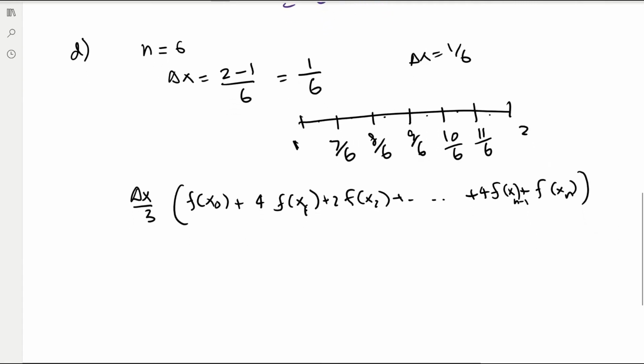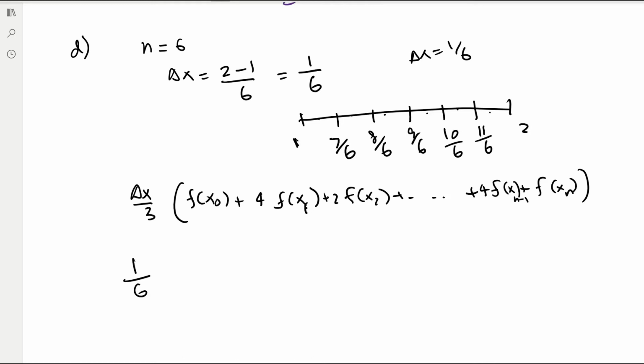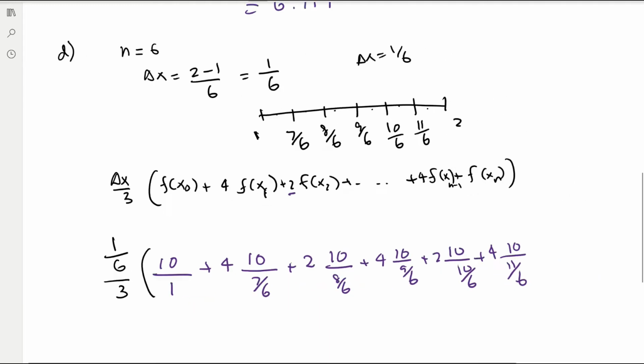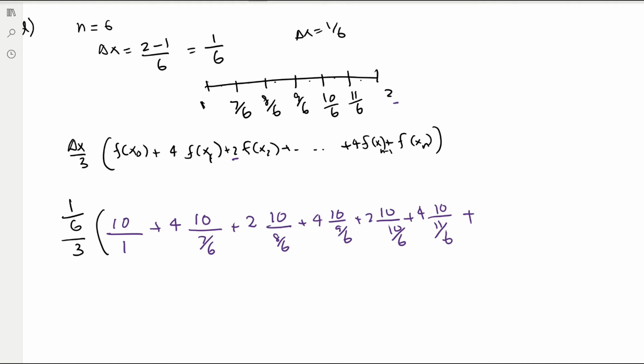So now if I use the formula, delta x is 1 over 6, so you have to divide 1 over 6 by 3, times f of x naught, which is 10 over 1, and the second one is 4 times, don't forget to multiply by 4, 10 over 7 over 6, plus 2 times the next coefficient is 2. So it's 4, 2, 4, 2. 2 times 10 over 8 over 6, then 4 times 10 over 9 over 6, then 2 times 10 over 10 over 6, and then 4 times 10 over 11 over 6, plus the last one is just 10 over 2. There you don't multiply by 4 or 2 or anything.